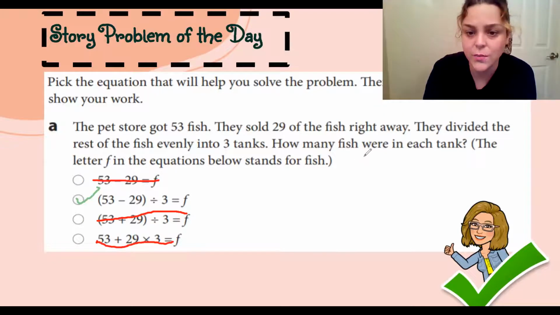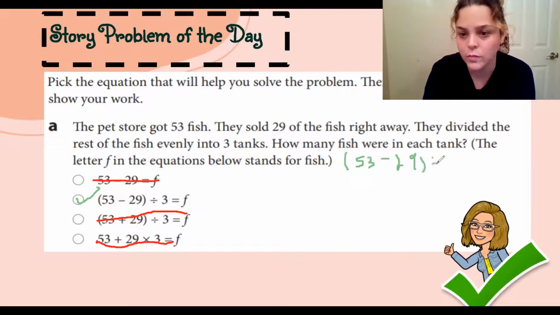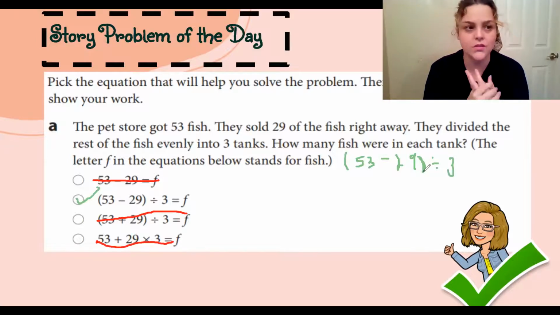So what am I going to do? I'm going to write this problem again. And I'm going to solve. I want to know how many fish are in each tank. Guys, just remember it's kind of hard to write with these pens on here. Okay, so 53 minus 29.